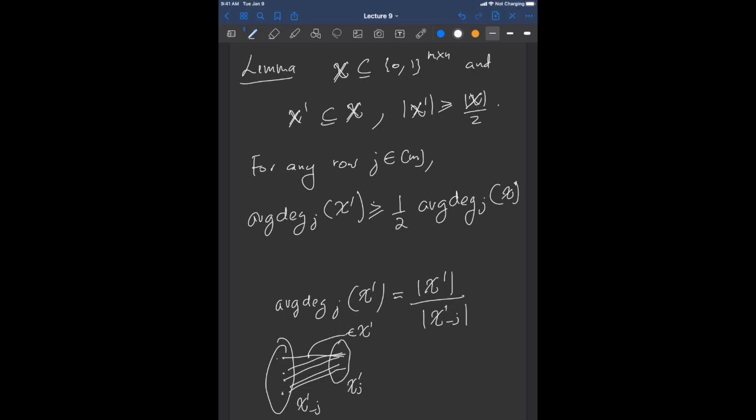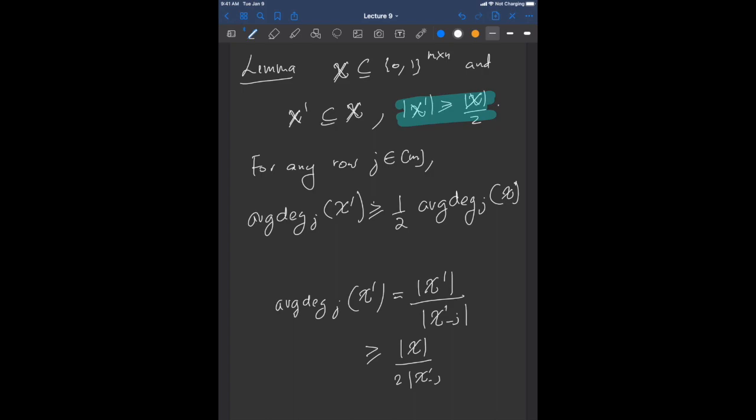Now we need to somehow relate it to the average degree of x. So we need to bring in x. What did we know from the assumption of the theorem? Let me erase this picture. I hope you understood this. From the statement of the theorem, we know that x dash is not too small compared to x, that x dash is at least x by 2. So this is at least x by 2 over x dash minus j. Okay, are we done?